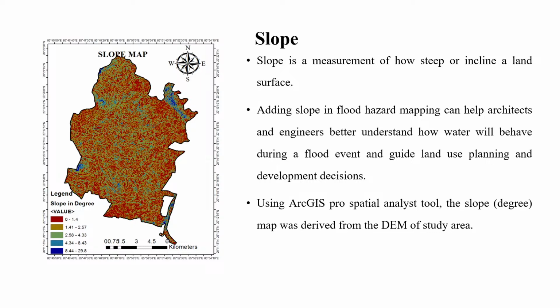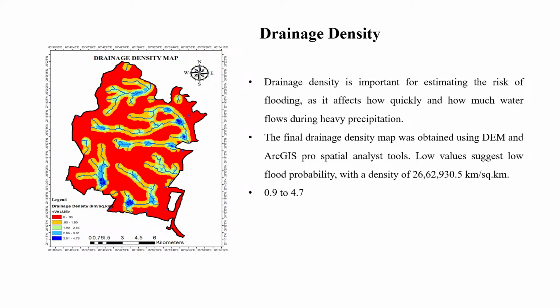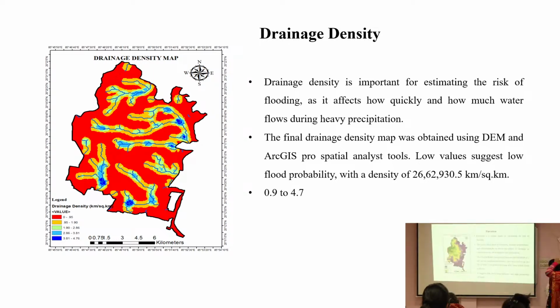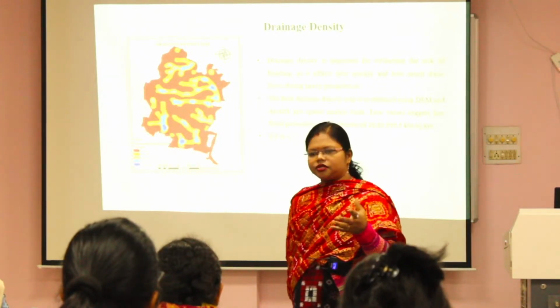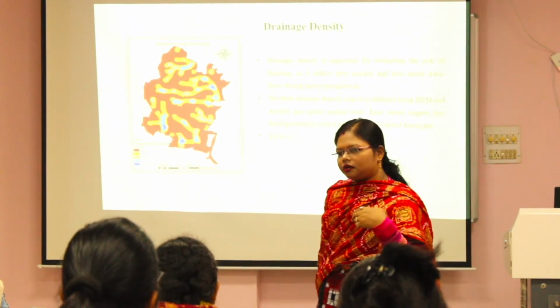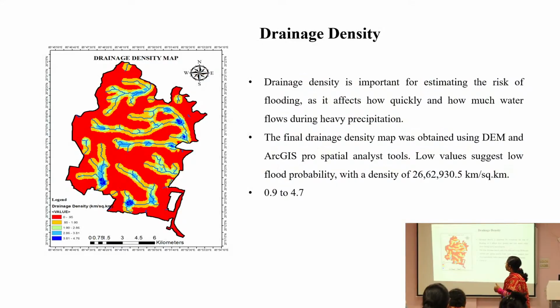Then next is the rainfall, high rainfall area and low rainfall area according to the region, and drainage density. So, drainage density means which area, it is also calculated using the area. You take the area and how much amount of water is drained out from that area. So, using that equation you make this map, and by observing this drainage density we can say which area is prone to urban flood.